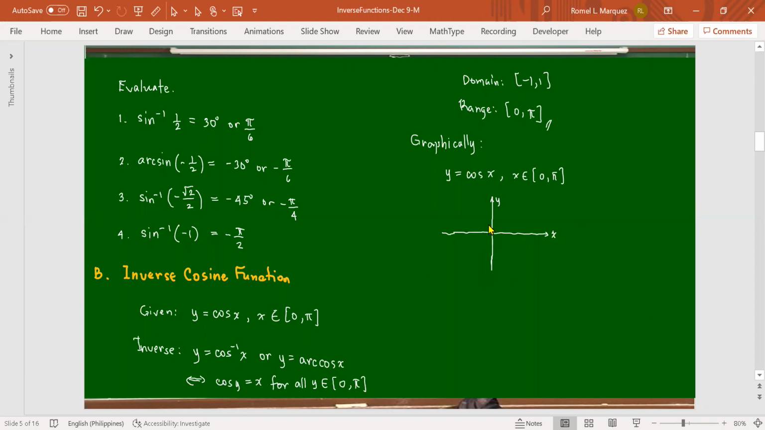Okay, guys? So this is, let's say, negative pi over... we restrict it on what value? 0 to pi, no? I think we need to adjust. So here, 0 to pi. Let's say this is pi. So this is pi over 2. And let's say this is 1, and this is -1.